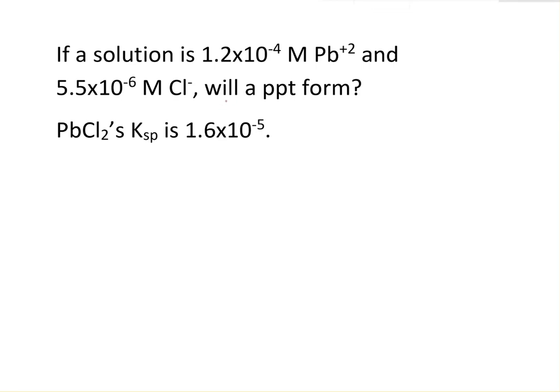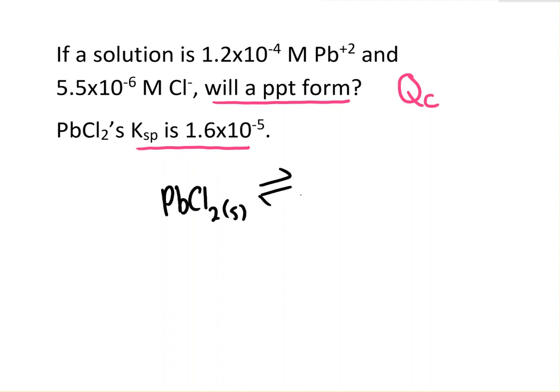When we are asked if a precipitate will form, what we need to do is calculate our ion product and compare it to our solubility product. Let's first write a chemical equation for this. The reaction that we're talking about is lead ionizing. And don't forget, this too is very important because it comes into play in a lot of these calculations.